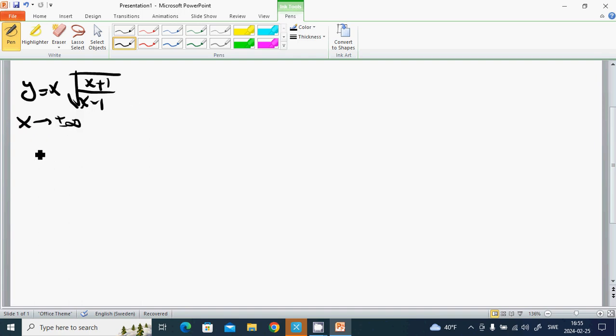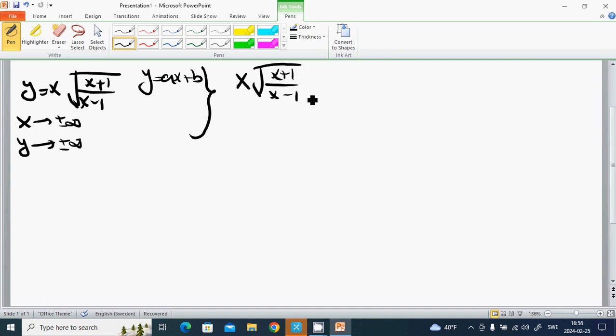and when x goes to plus minus infinity, y goes to plus minus infinity because of this. And we know that y equals ax plus b is a linear asymptote, which has the same y. And then we are going to use x squared times x plus 1 divided by x minus 1 equals ax plus b.